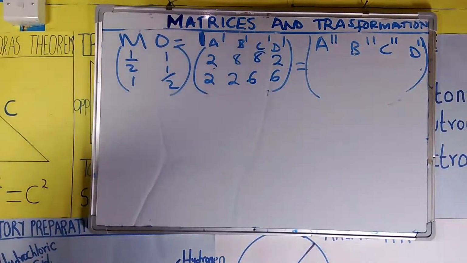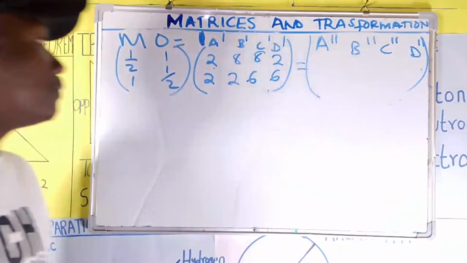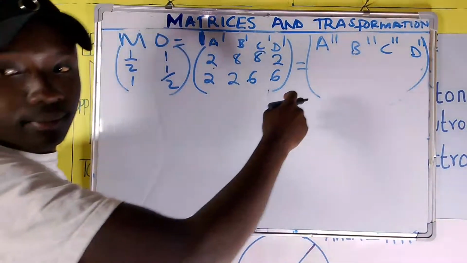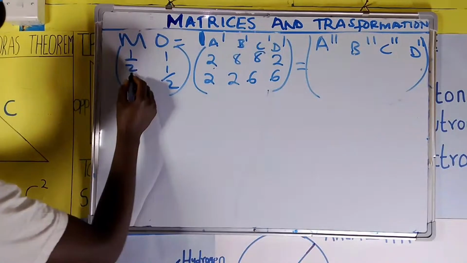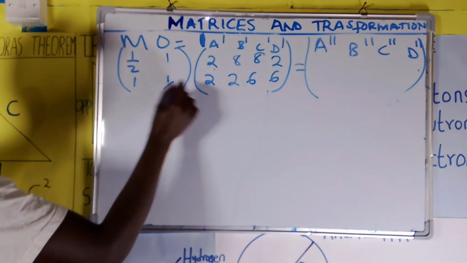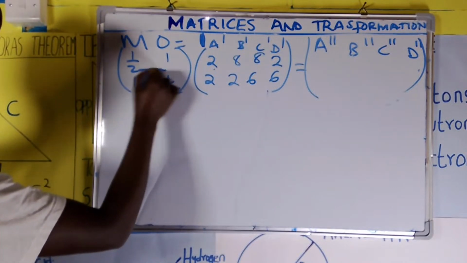Haya. So, tumesema tukitaka hii ya kwanza, we take the first row. Hapa inafaa ianze a half hapo. Tunafaa tuchukue hii na hii.